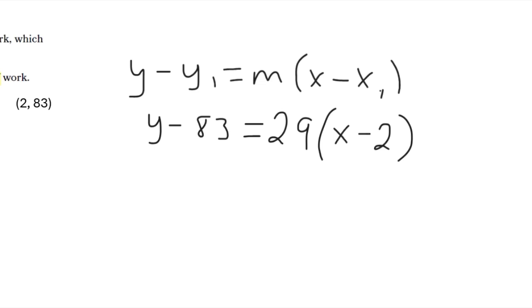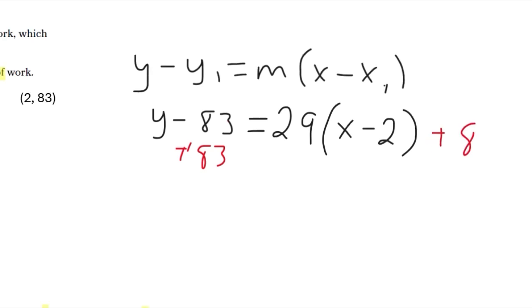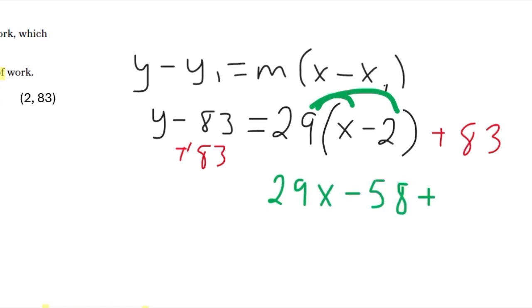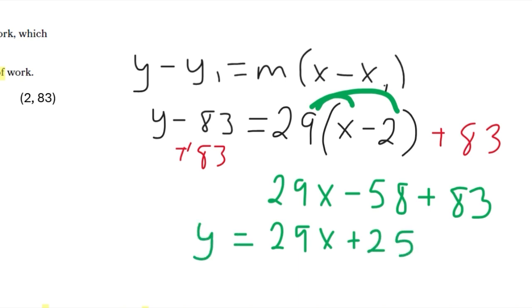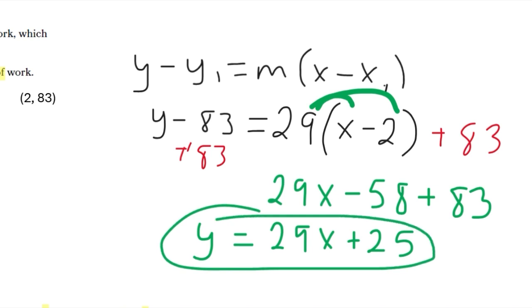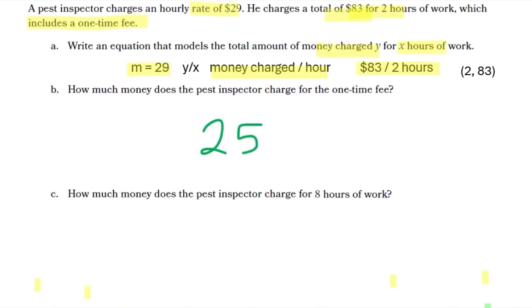So there's my equation. Now to solve that, I'm going to add 83 to both sides. Next, I'm going to distribute 29, so 29 times x minus 29 times 2, which is 58. Now I'm going to combine my like terms, and I get 29x plus 25. So my equation was y minus 83 equals 29 times (x minus 2). And if I go ahead and solve for y, I get 29x plus 25. So 25 is the amount of money that is charged for a one-time fee, $25.